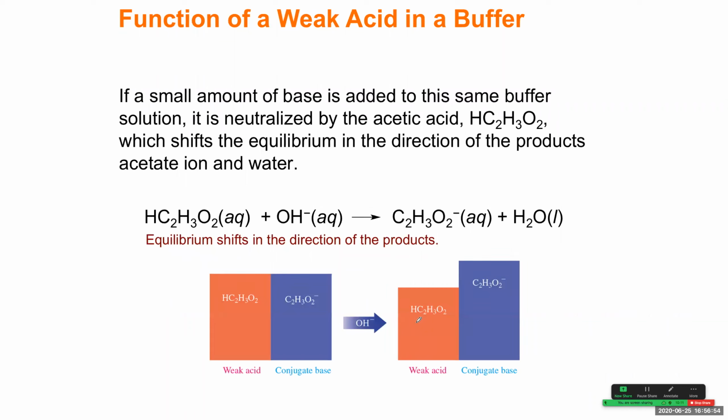So when a small amount of base is added to this buffer, the added base is neutralized by the acetic acid. And here's the acetic acid over here. So the concentration of the acetic acid is going to go down, and the concentration of the acetate anion, or the conjugate base, is going to go up. So this is the reaction that takes place when you add base. The acid soaks up any added base.